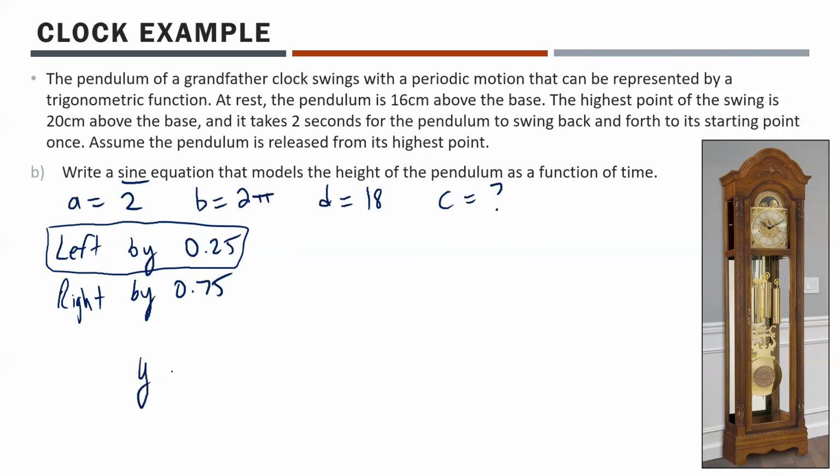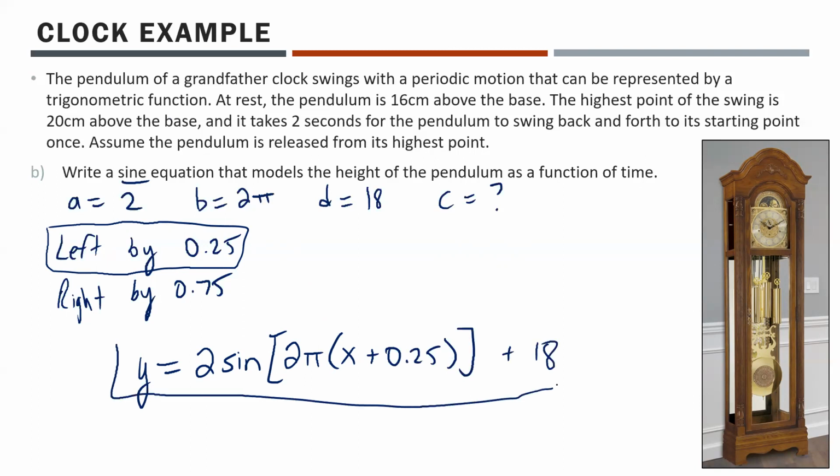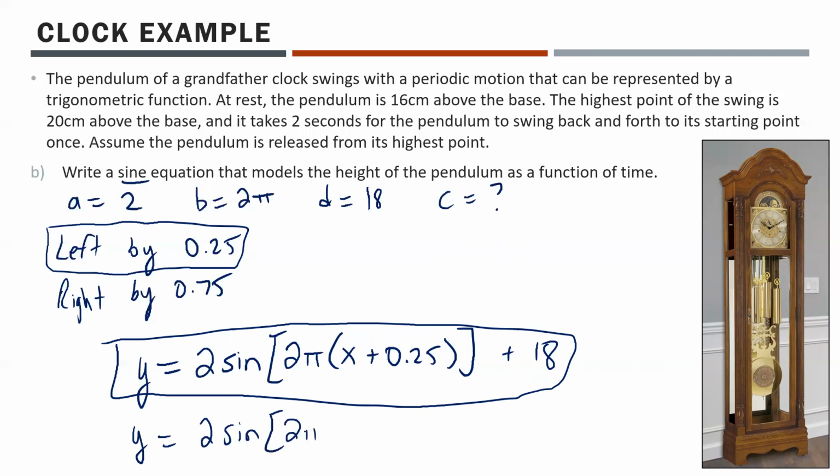Or in other words, we can say my equation is y equals 2 sine, because remember we're using sine this time, square bracket 2 pi x, and then plus, because we're going left, so plus 0.25, and then plus 18. Again, if you don't want to use that equation, you could write it to go to the right instead. So you could say y equals 2 sine square bracket 2 pi, that's your b, x minus c, so minus 0.75. That would mean to the right by 0.75, plus 18. That's another possibility. Both of those answers are correct.